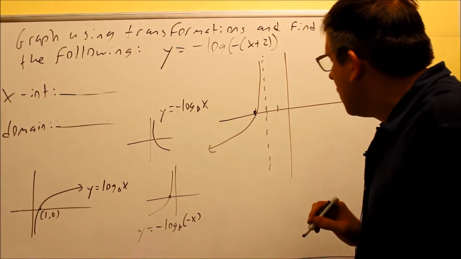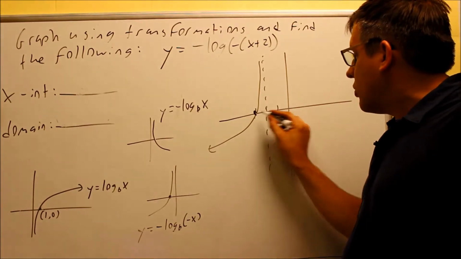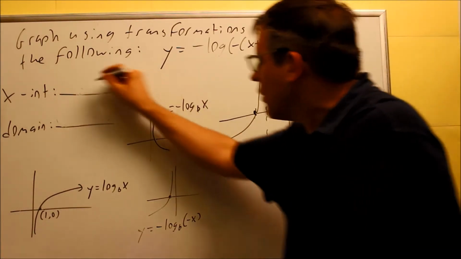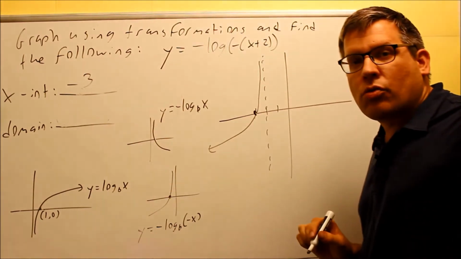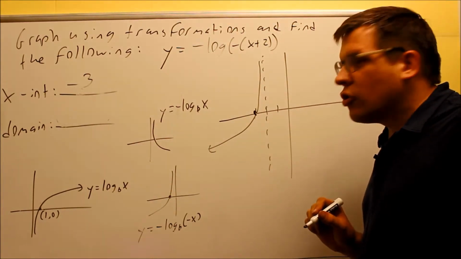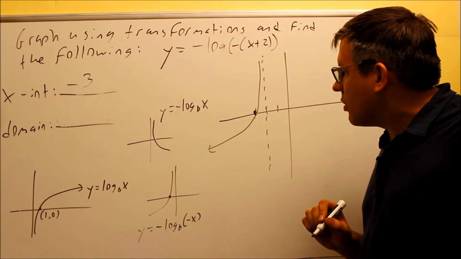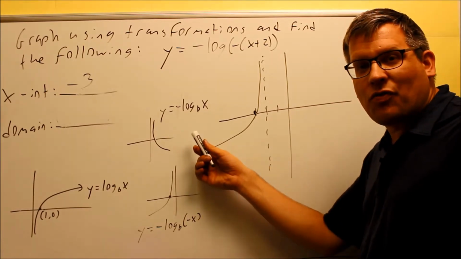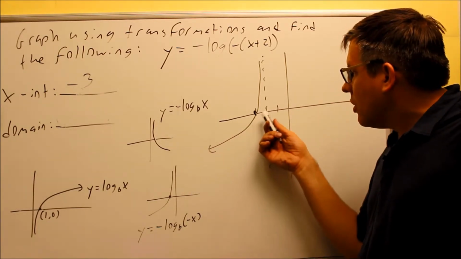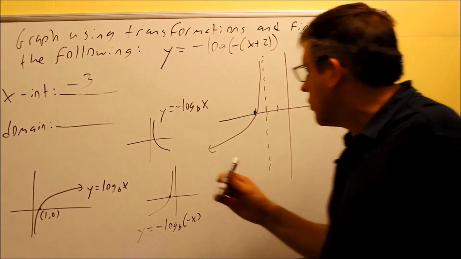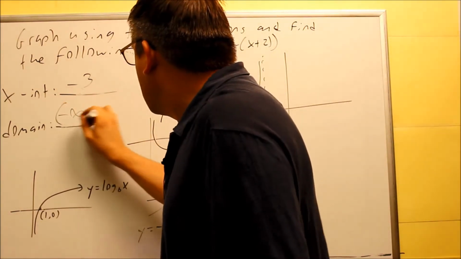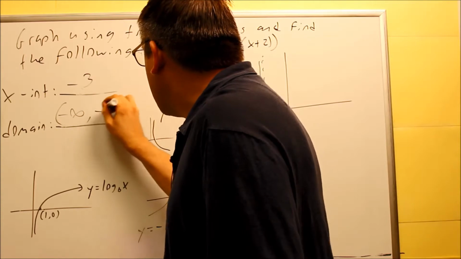Here is your x-intercept. It crosses one to the left of your vertical. That's going to be at negative 3. Okay, so negative 3 is your x-intercept. Your domain is talking about all the x values that the graph is using. That's going to be from negative infinity all the way up to negative 2.